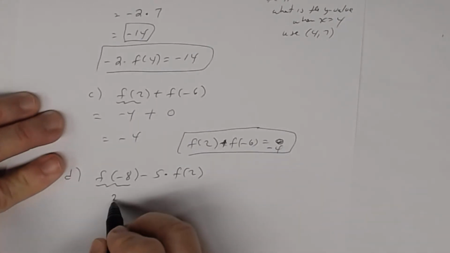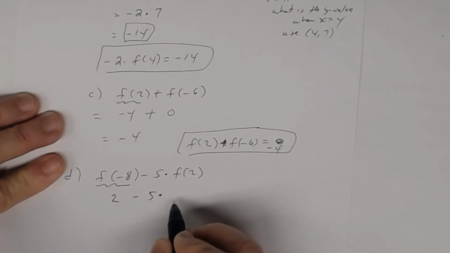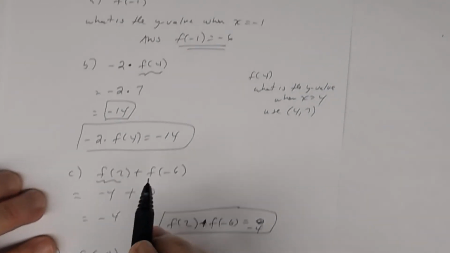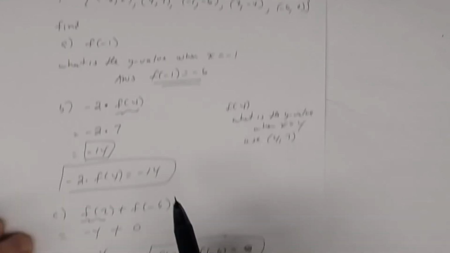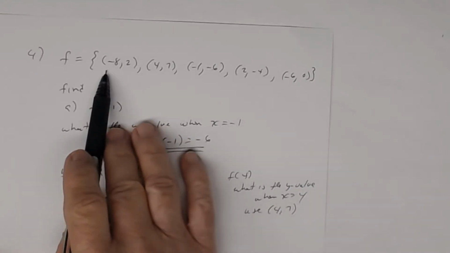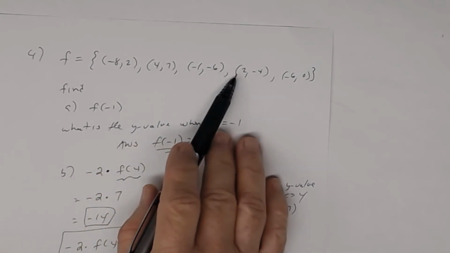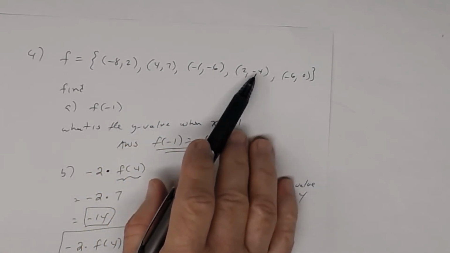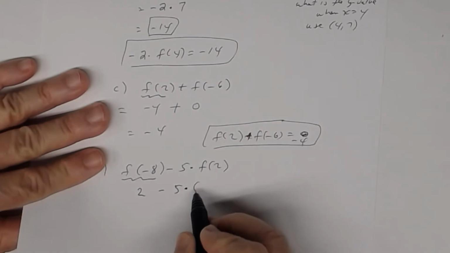So this becomes 2 minus 5 times f of 2. Remember, f of 2 means what's the y value when x is 2? So let's find out which one has x being 2. That's this one right here. Well, the y value is negative 4. So that becomes 5 times negative 4.